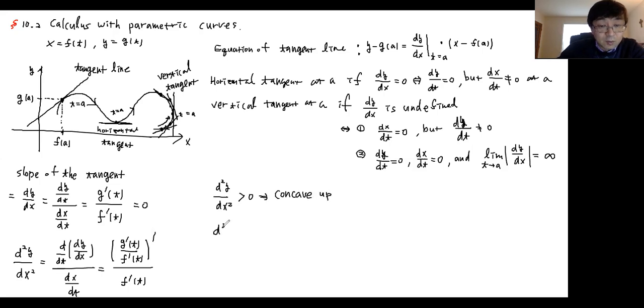The second derivative d squared y over dx squared is less than 0, concave down. Concave down. We have the two cases. This is exactly section 10.2. You need to know these kinds of things. Next, I want to give one example by using these concepts. So here we can erase everything.